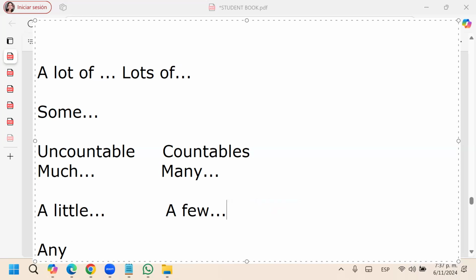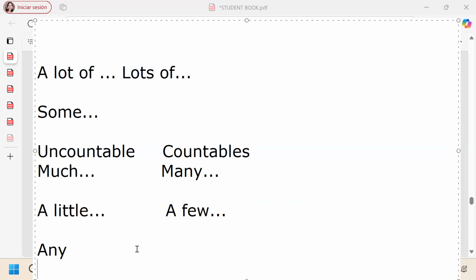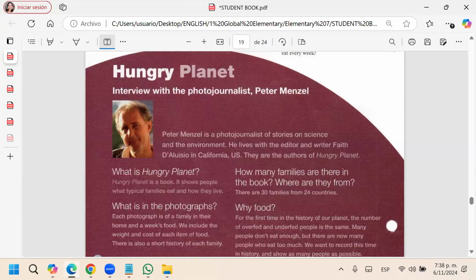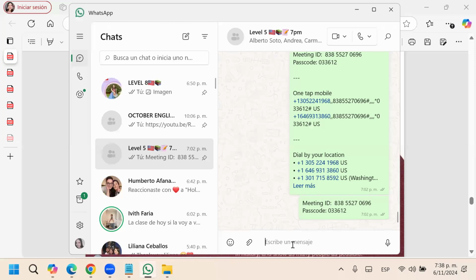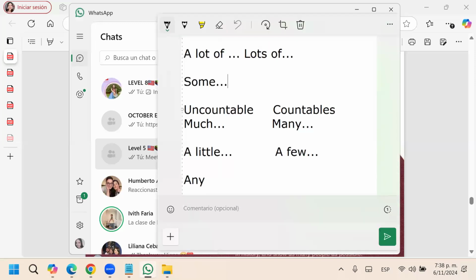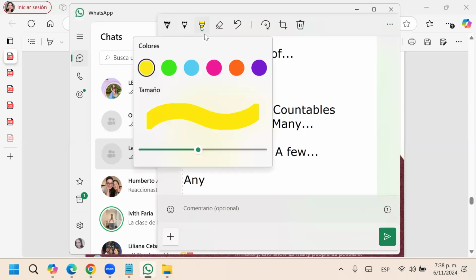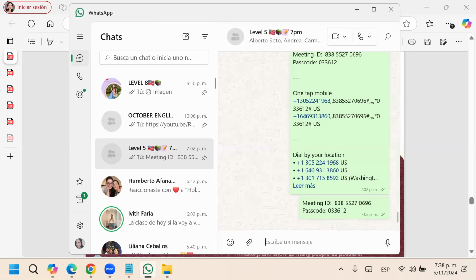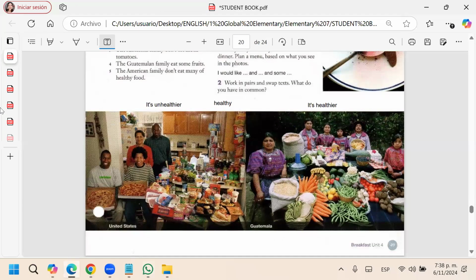This one, a lot of, lots of, some, any. This is for both countable or uncountable. It doesn't matter. Let me take a photo so you don't forget it. So any questions, tell me. The questions, they're going to come when I do the exercises with you. Countable, much, a little. Countable, many, a few. Yes. So, las preguntas yo estoy segura que van a venir, pero en los ejercicios. Ahorita no. But when we do the exercises, yes.